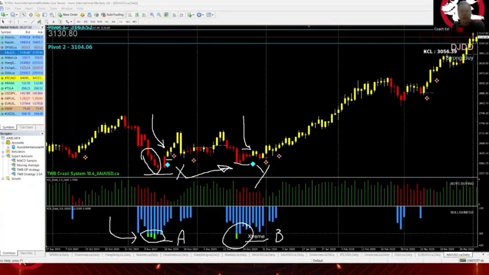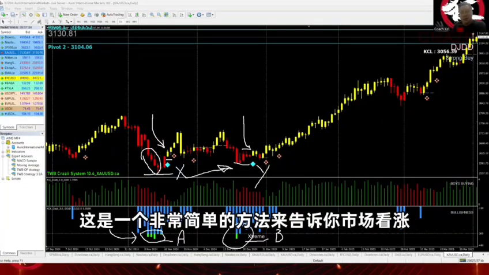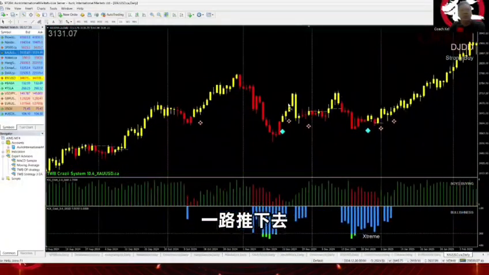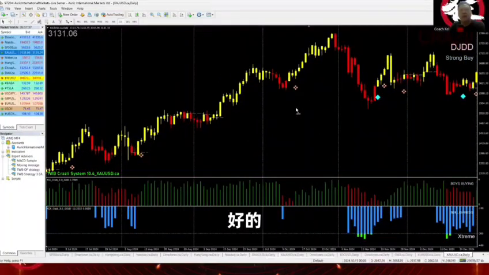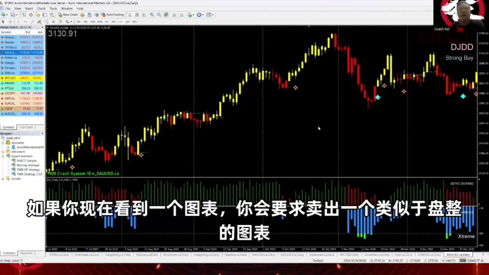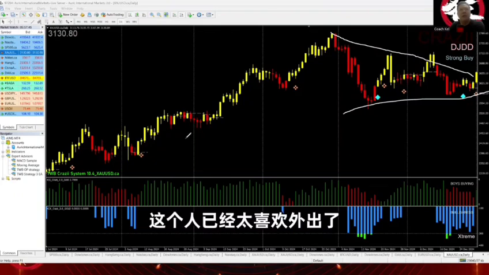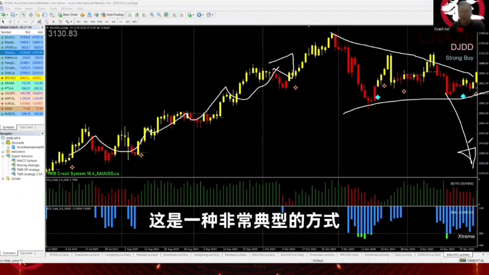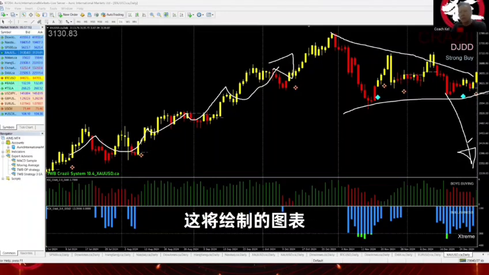This is a very easy way to tell that the market is bullish. Let's look at it again and push the chart backward, all the way like this. If you're seeing the chart at this point, you will ask yourself, is this consolidation, or has it gone up too much already and will fall? This is a very typical way the chart will be read.